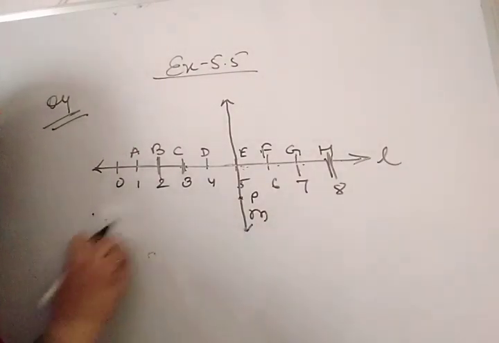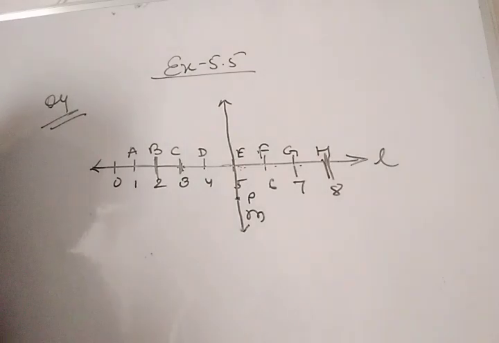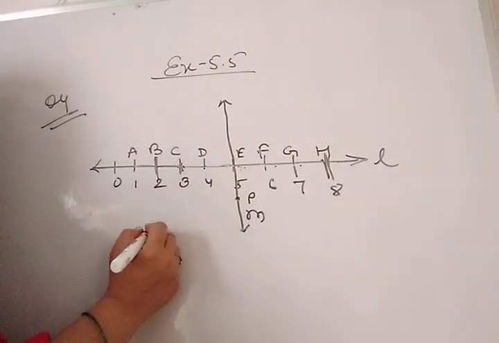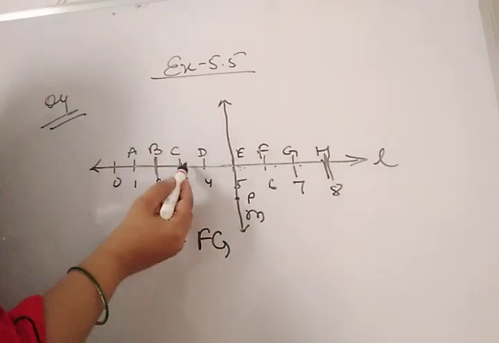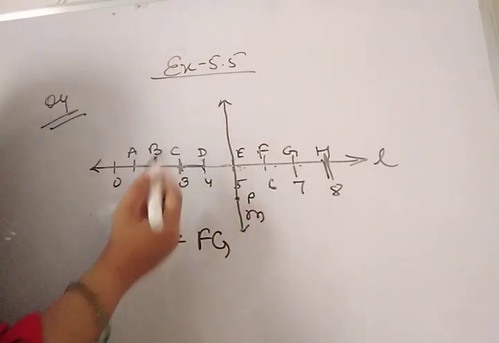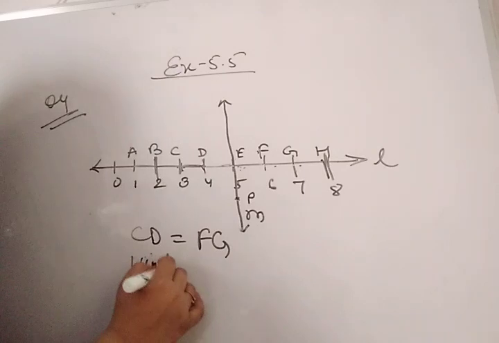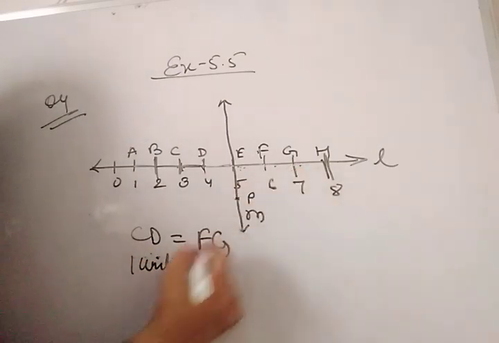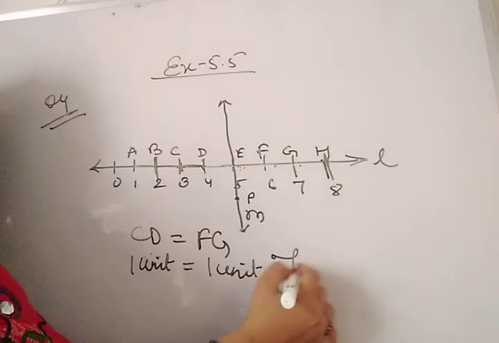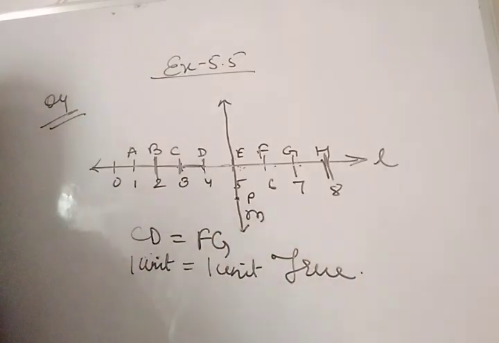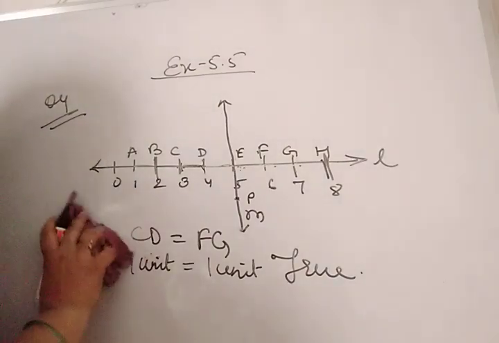Now the next part is CD is equal to FG. Here also the length of CD is 1 unit and the length of FG is also 1 unit. So yes, they are equal. This is also true.